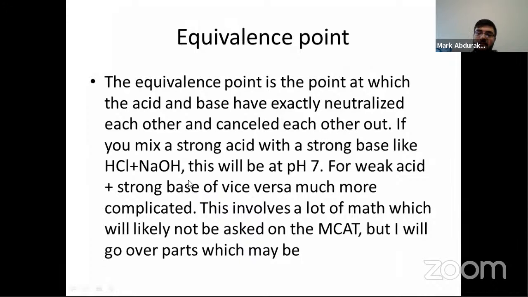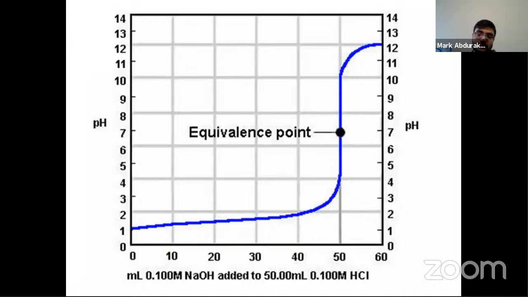However, if you want to use instead a weak acid and a strong base, or vice versa, it's much more complicated. It involves a lot of math, which likely will not be asked on the MCAT, just because it involves calculators and also takes a long time to do. For one problem, it's too much. But I will go over parts which may be involved in the MCAT. Likely, the most you'll see for equivalence point pHs is, if they ask you strong acid and strong base, like in this case NaOH and HCl, you have to know that it's pH 7.